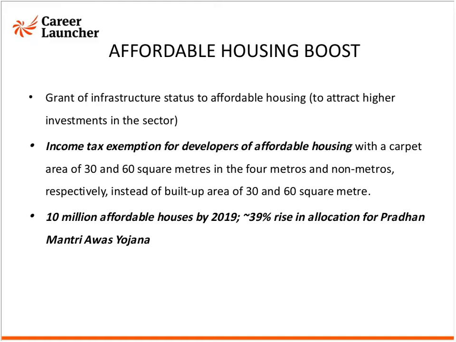So basically 30 square meter is for your 4 big metros and 60 square meters is for all your non-metros, which includes your tier 2, tier 3, tier 4 towns.